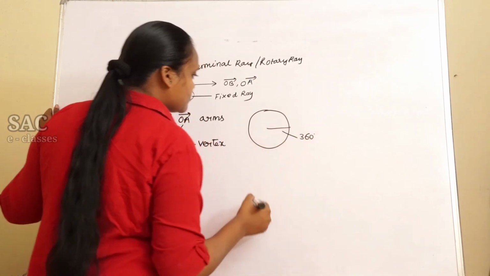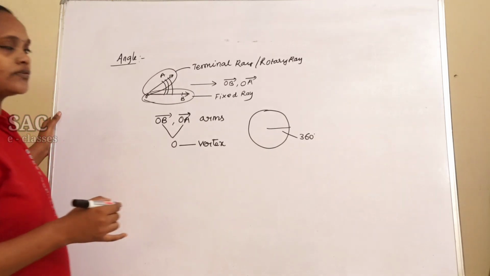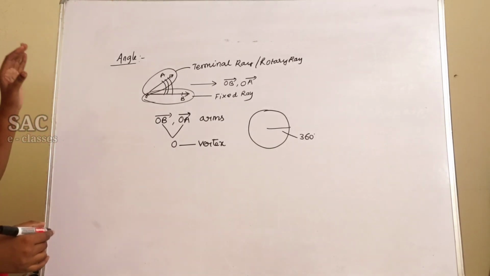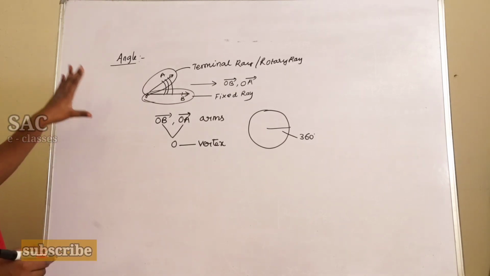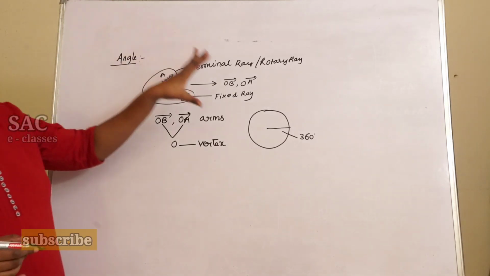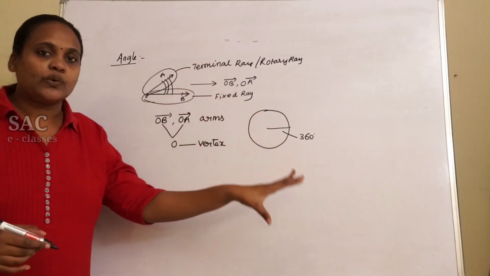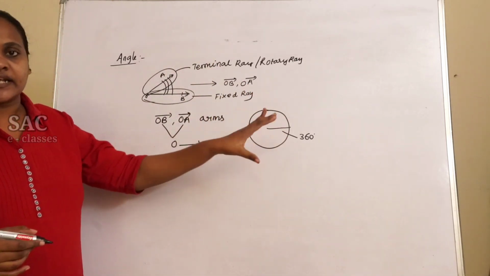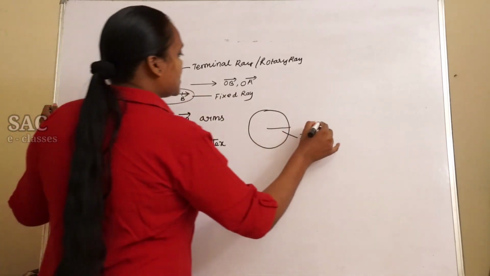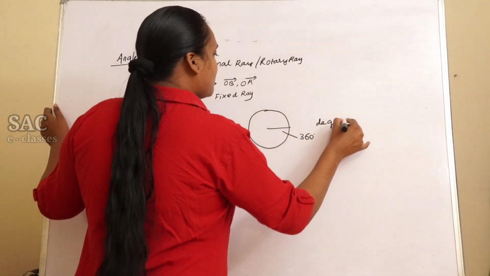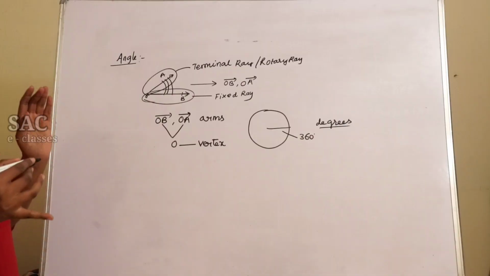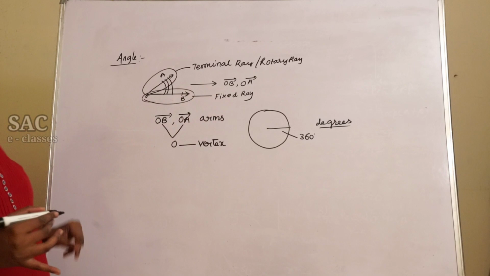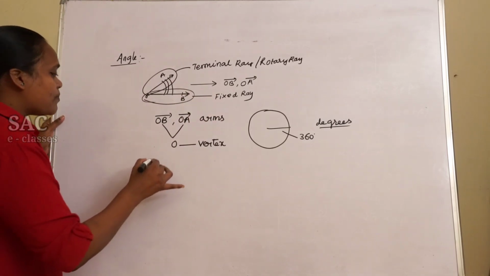This one we know. But now we are going to learn in what way we can measure an angle. From our childhood days onwards, we learned that angle is measured in degrees. Now we are going to learn whether there are any other ways to measure an angle. Yes, there are some ways to measure an angle.